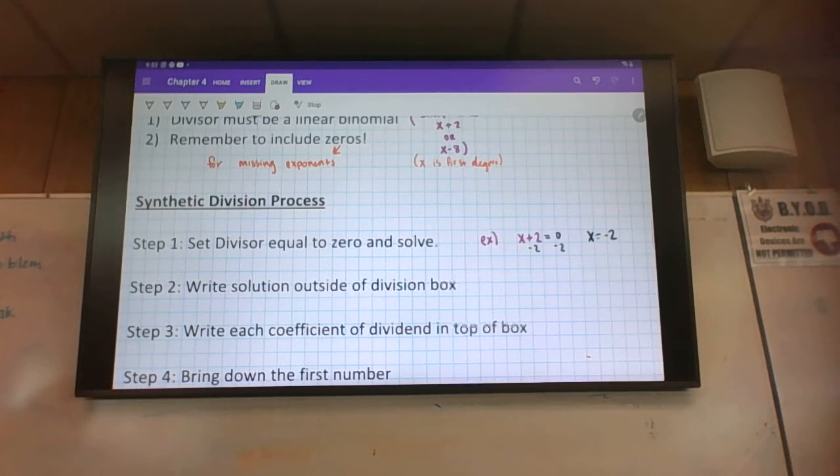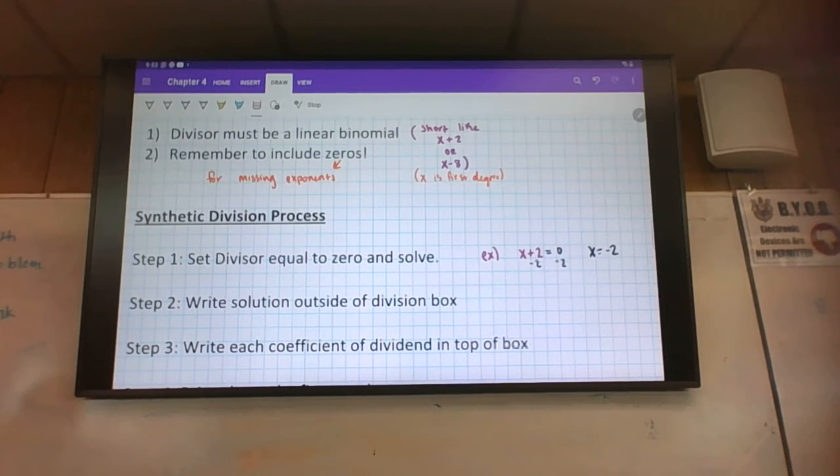Am I going too quickly? Does it say x is first degree? Like, what I mean is x to the first, not x squared, not x third, anything like that. X to the first.